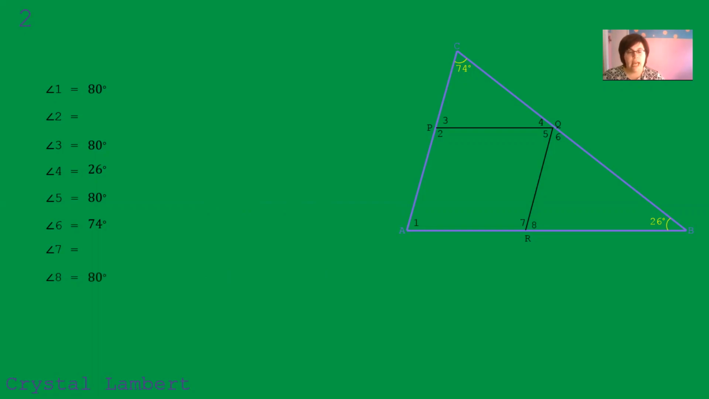And then we look at angle 7 plus 80 degrees is equal to 180 degrees, because remember, angles 7 and 8 are on a straight line. A straight line is 180 degrees. So angle 7 is 100 degrees. Then we have angle 2. Angle 2 is congruent to angle 7. And since angle 7 is 100 degrees, angle 2 is also 100 degrees.